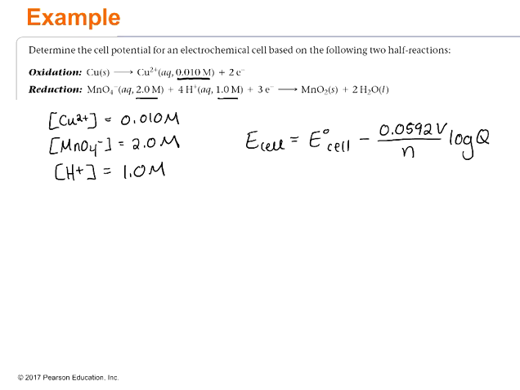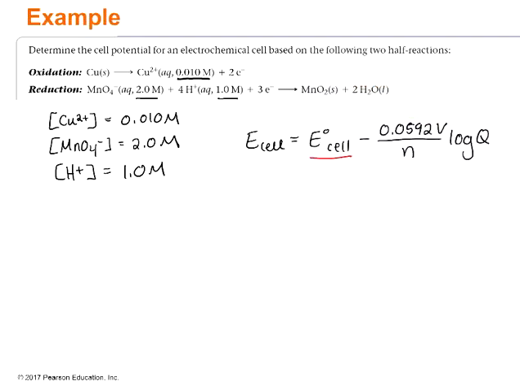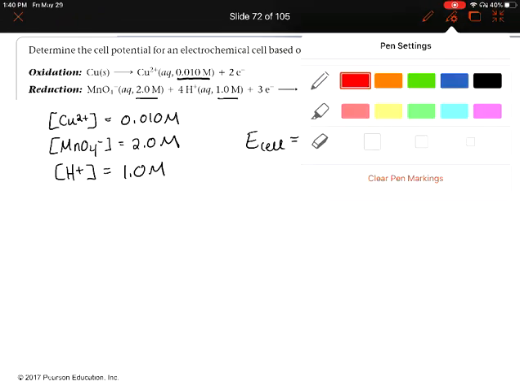Okay, so it looks like we need to figure out what E cell is under standard conditions. We also need to figure out how many electrons are transferred, and we also need to figure out our reaction quotient Q. So maybe what we'll do first is try to figure out how many electrons are transferred. So that means we need to balance our chemical equations. All right, so let's do that.